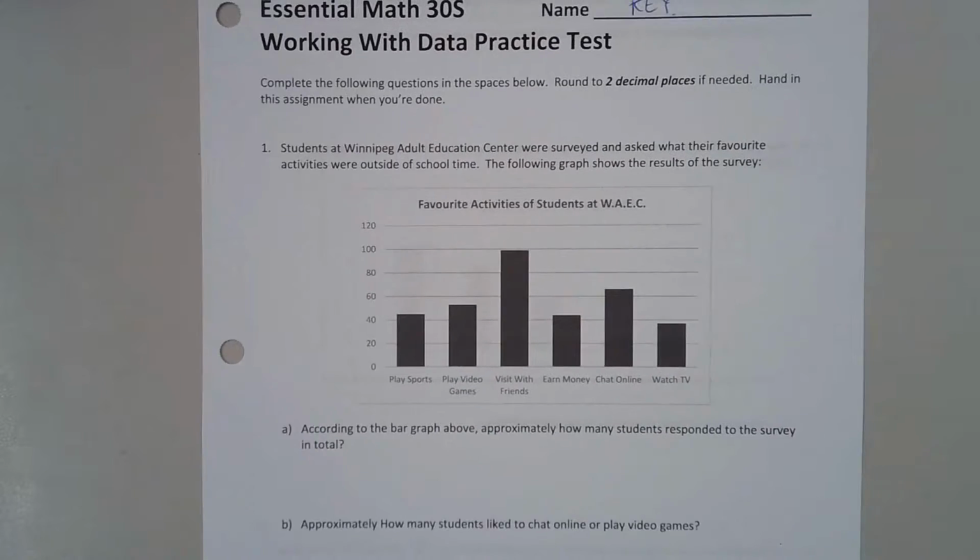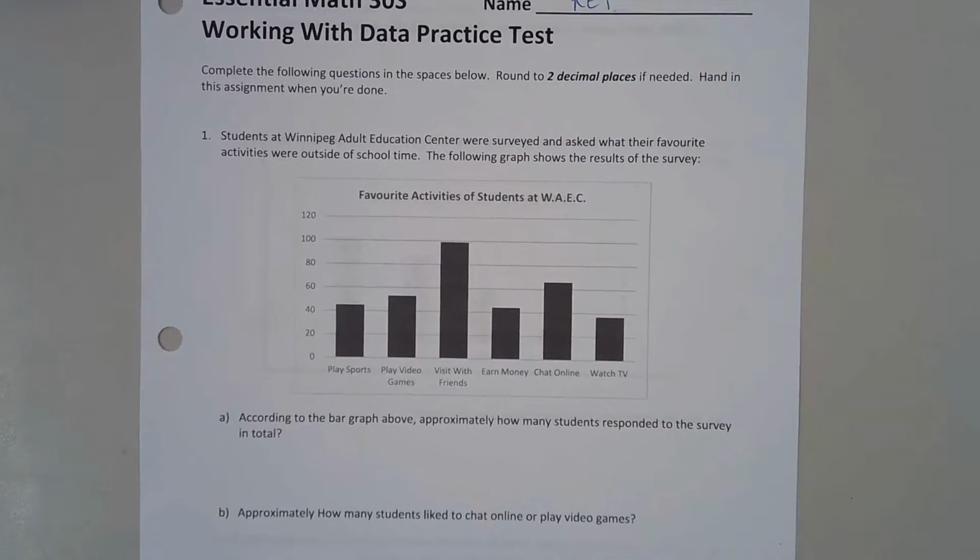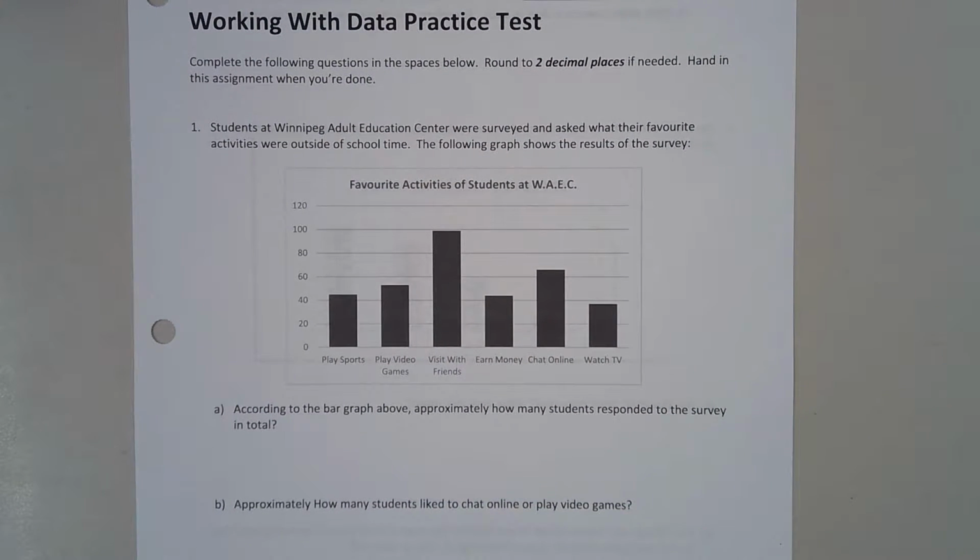Number 1. Students at Winnipeg Adult Education Center were surveyed and asked what their favorite activities were outside of school time. The following graph shows the results. According to this bar graph above, approximately how many students responded to the survey in total?